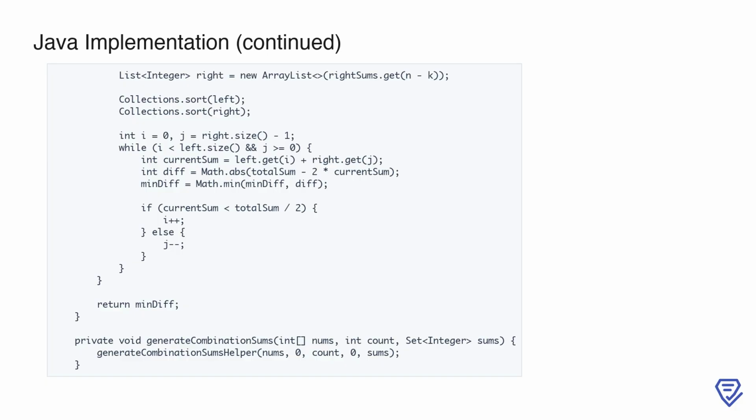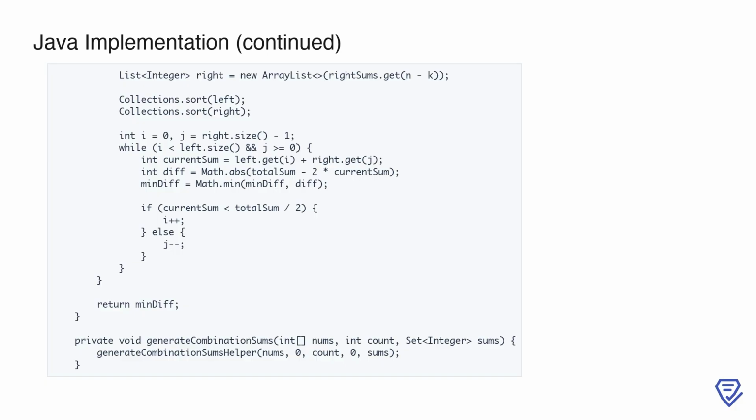The goal now is to pair sums from left and right and calculate the total sum of the two subsets they represent. We utilize a two-pointer approach for this. Starting with one pointer at the beginning of the left list and the other at the end of the right list, we calculate the current sum of the pair and determine the absolute difference between double this sum and the total sum of the array. If the current sum is less than half the total sum, we move the left pointer forward to increase it.